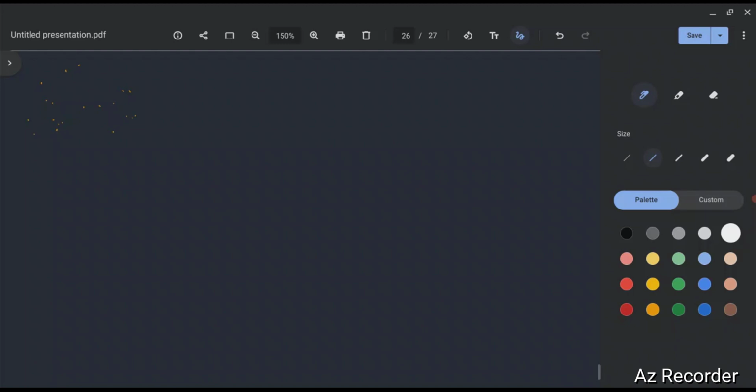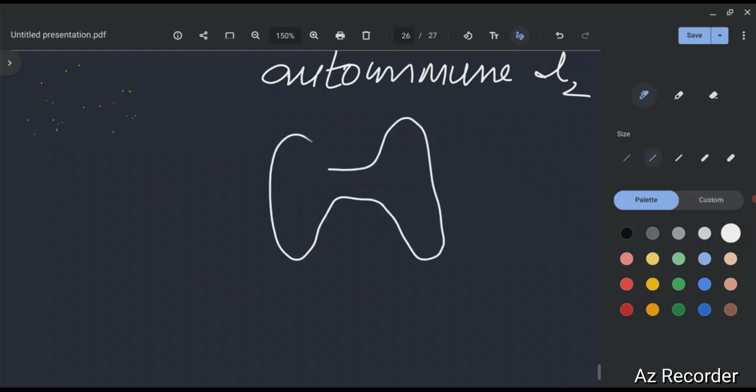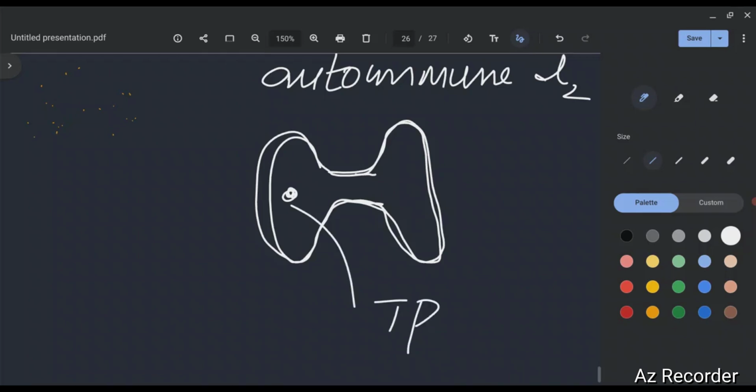A well-known example of such circumstances is autoimmune disease, any kind of autoimmune disease. Let's take an example of Hashimoto thyroiditis. Suppose these are your thyroid gland lobes, this is your isthmus, this is another lobe. What happens is that in your thyroid gland you have an enzyme known as thyroid peroxidase, and your body has formed antibody against this enzyme. Your antibody recognizes this thyroid peroxidase enzyme.